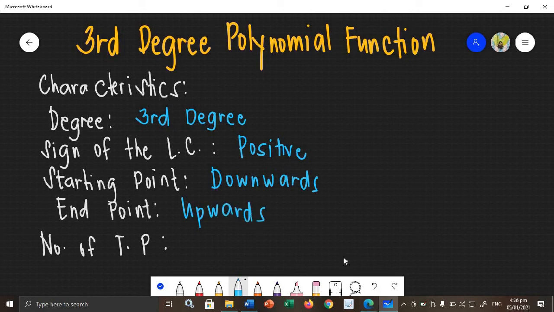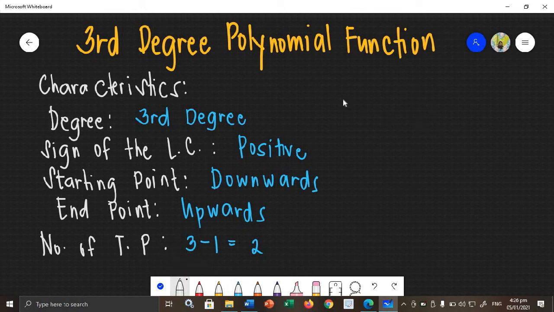And then the number of turning points, so this is n minus 1, degree minus 1. So we have a third degree polynomial function. So we have 3 minus 1. We have 2 turning points. Okay? So yun yung mga characteristics na hanapin ko below the graph, right after nyo i-graph yung given na polynomial function.